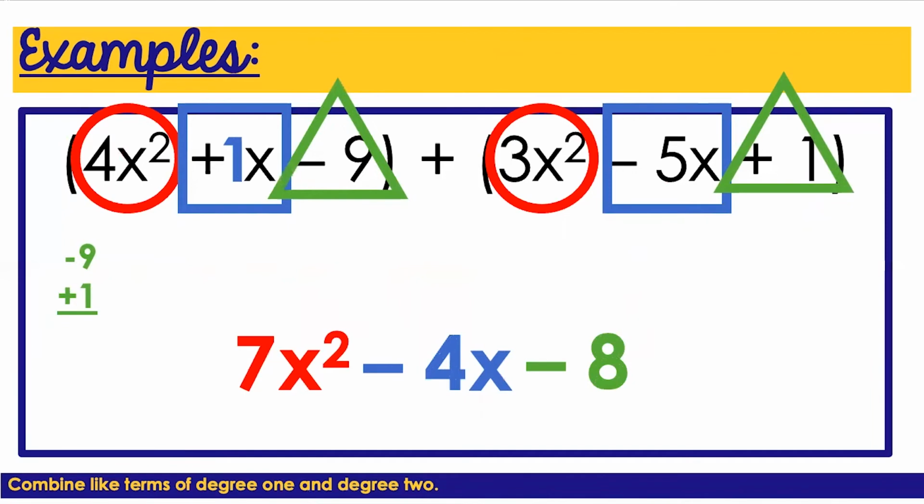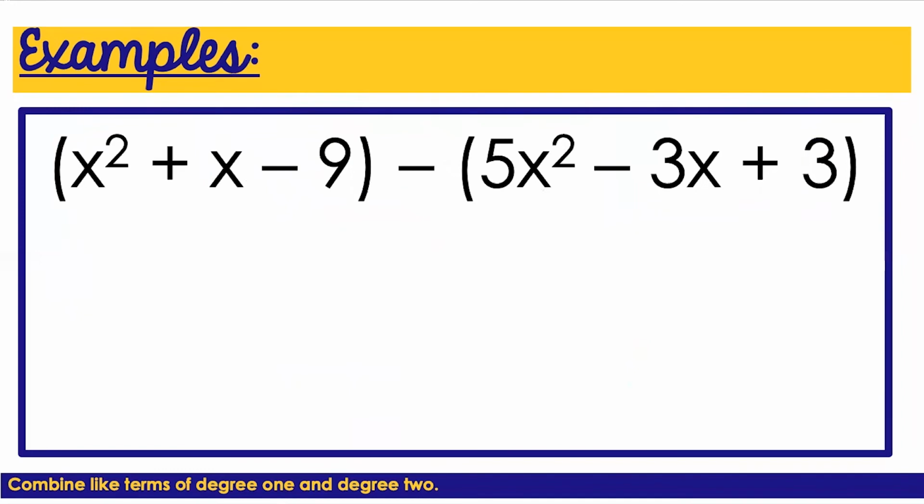Again, if you have to draw their attention to the fact that you cannot combine the 7 with the -4 because they don't have the same exponent, then you have to do so. But again, they have the same variable, and that's kind of confusing for kids. So again, stress that they have to have not just the same variable, but also the same exponent.